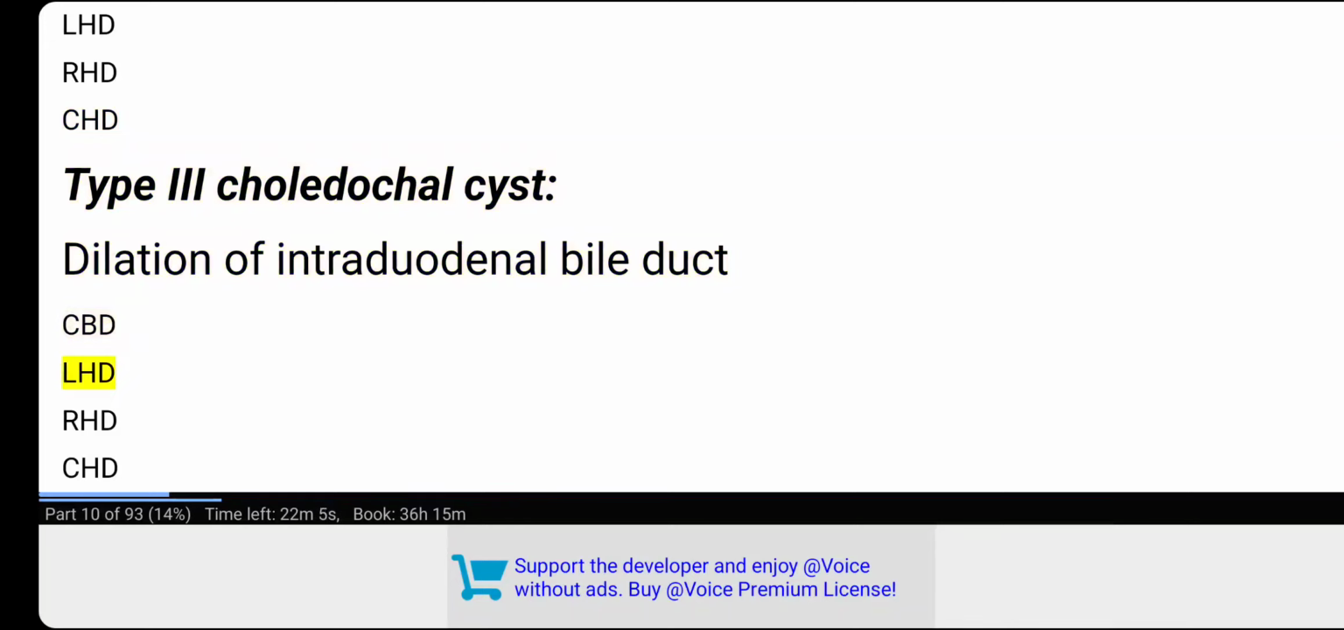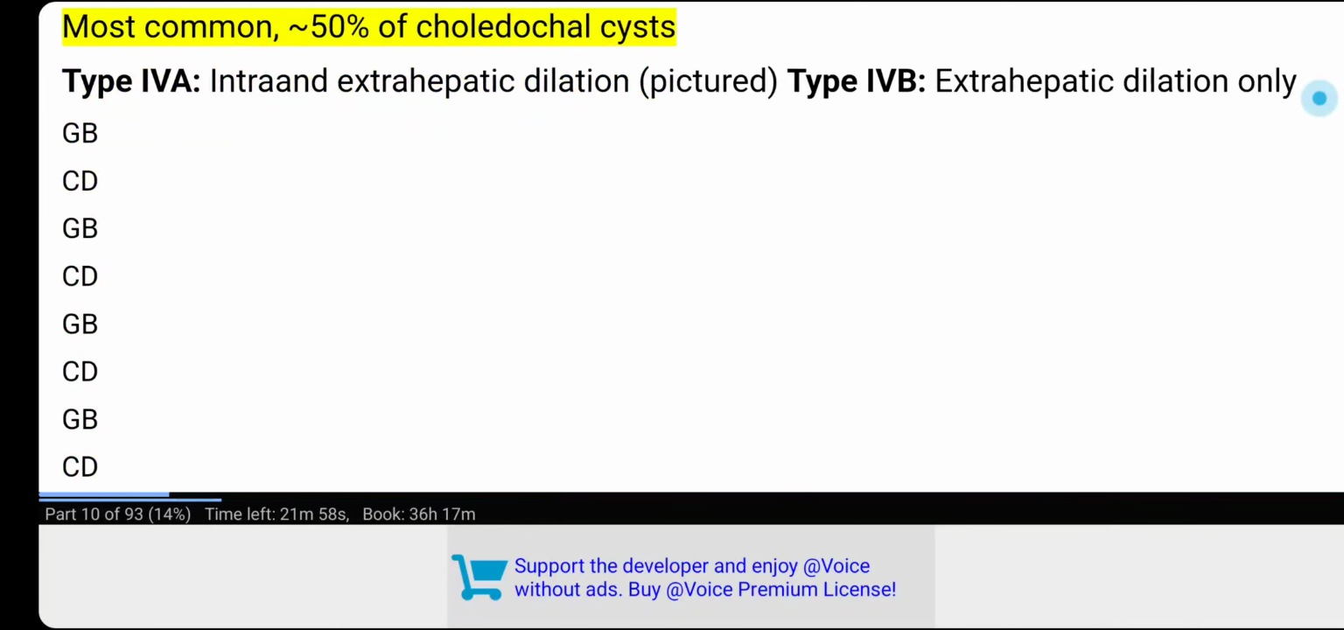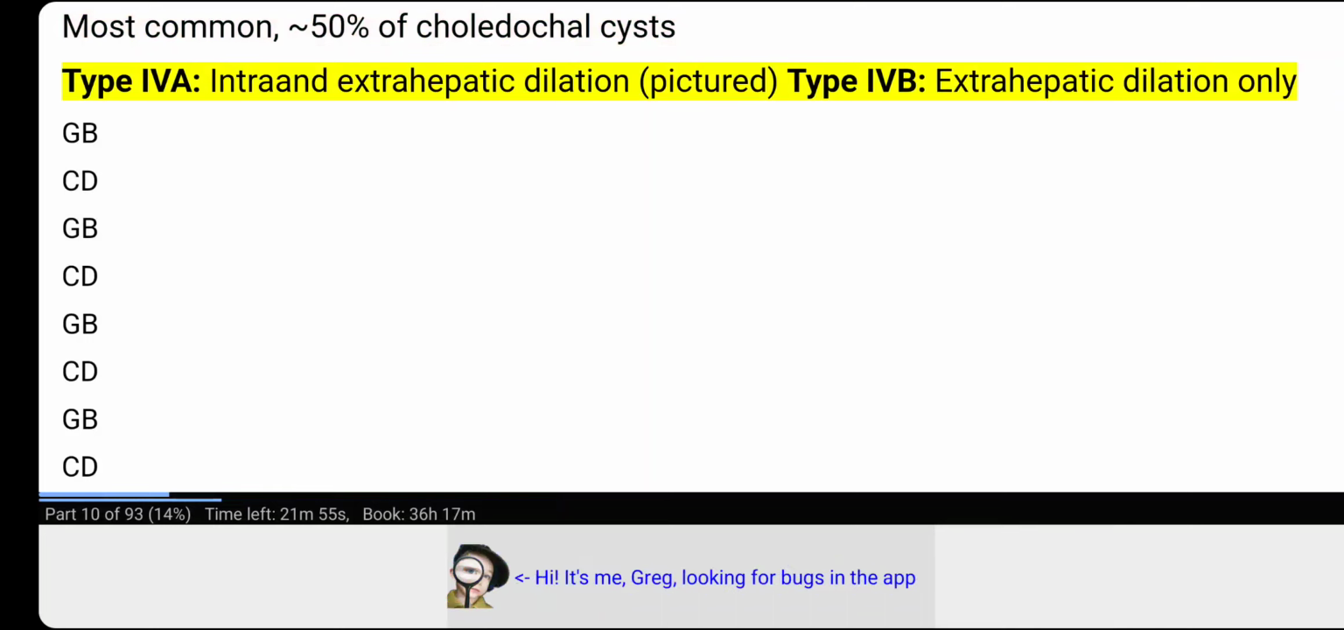CBD, LHD, RHD, CHD. Type 4 choledochal cyst: multiple segments dilated. CBD, LHD, RHD, CHD. Type 5 choledochal cyst: intrahepatic dilation equals Caroli disease. Most common, approximately 50% of choledochal cysts. Type IVA: intra and extrahepatic dilation, pictured. Type IVB: extrahepatic dilation only.